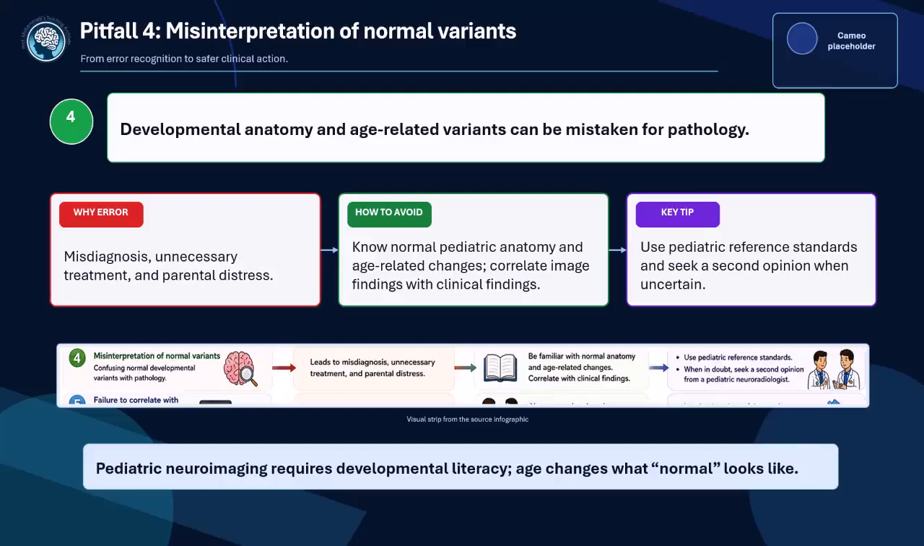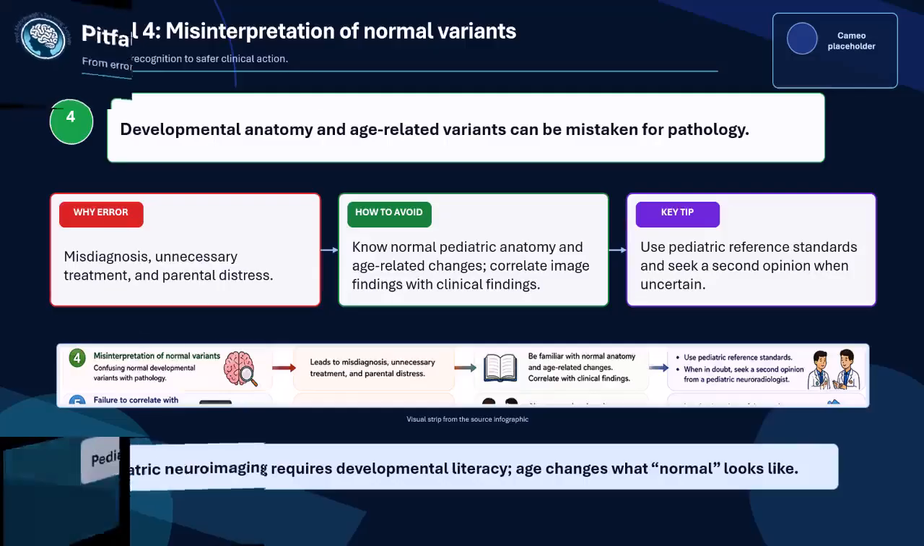To avoid this pitfall, clinicians and radiologists must be familiar with pediatric anatomy and normal age-related imaging patterns. Imaging findings should always be correlated with the child's symptoms, examination, developmental history, and clinical trajectory. When uncertainty remains, using pediatric reference standards and seeking a second opinion from a pediatric neuroradiologist can prevent harm.